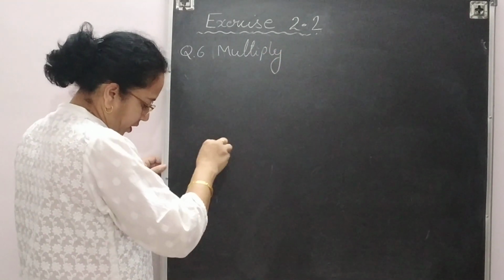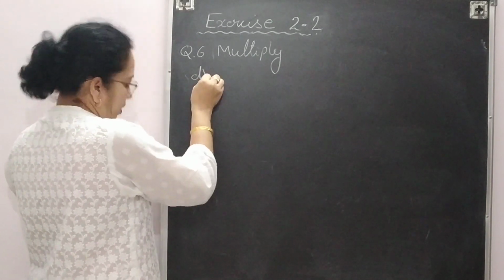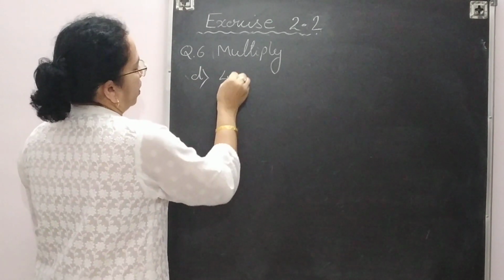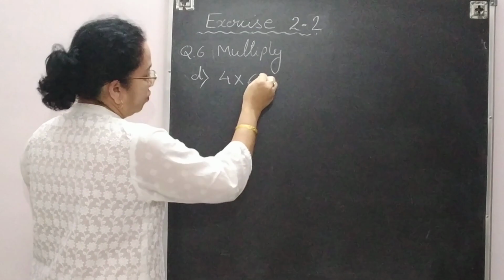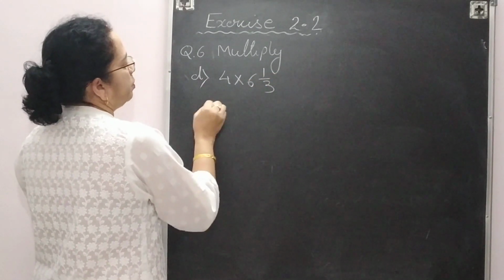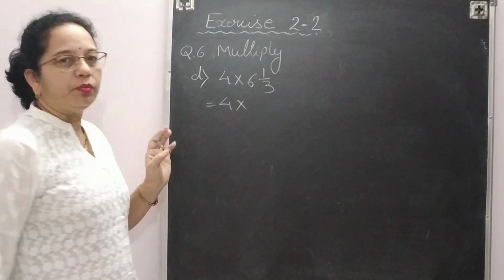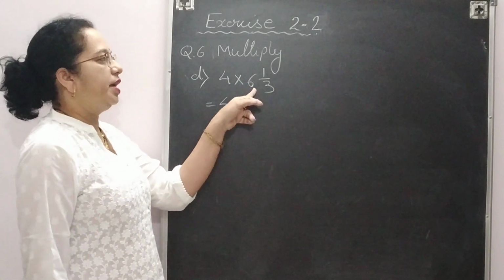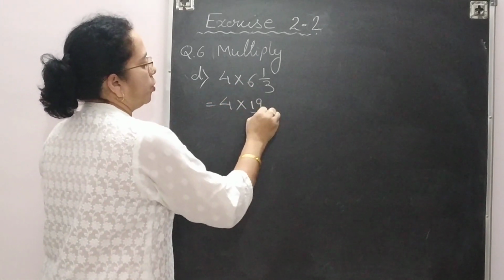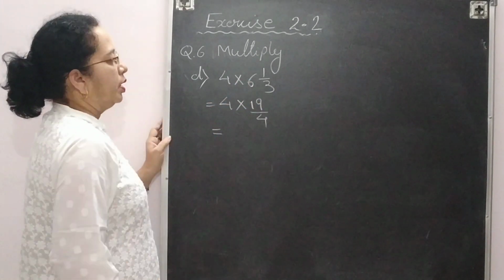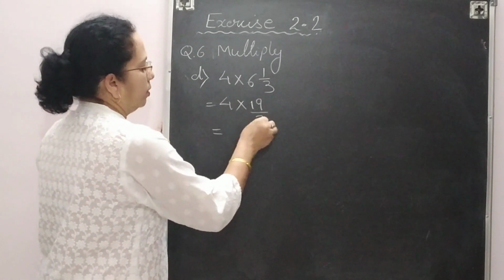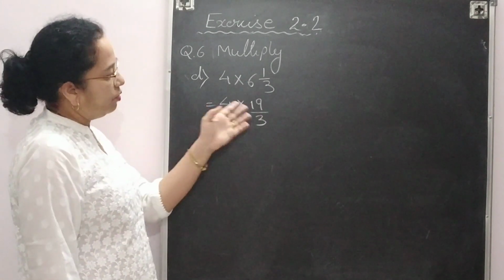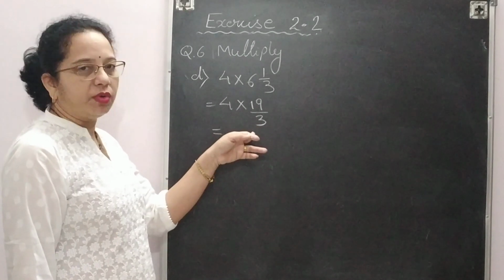So the first question in question number 6, I am taking the D sum. 4 into 6 and 1 by 3. 6 and 1 by 3 is a mixed fraction, so we will convert into an improper fraction. 3 6s are 18 plus 1, 19 upon 3. So here can we cut one number from the numerator and one number from the denominator?